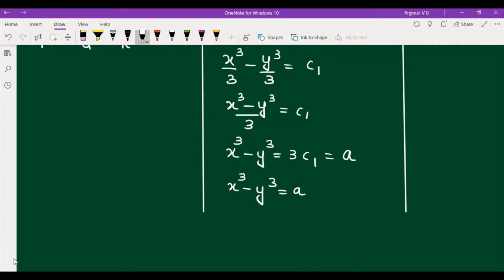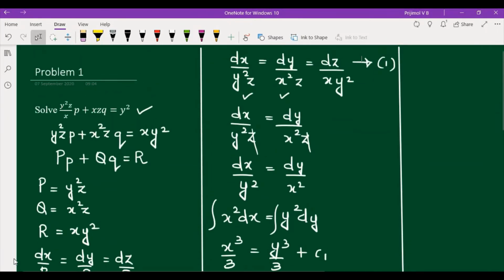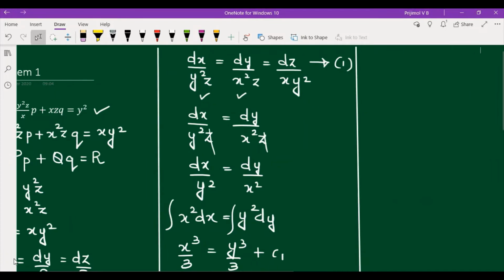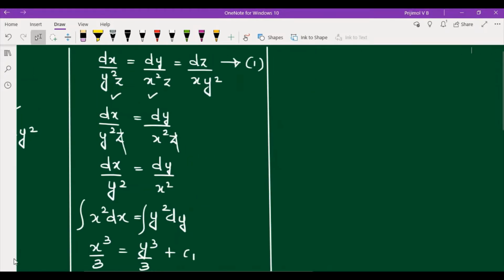We have got our first solution. Call this as u. Now this is our equation number 2. Now let us take another two ratios to find out the second solution. Here I am going to consider the first and third ratio. After considering the first and third ratio, we will get our second solution.